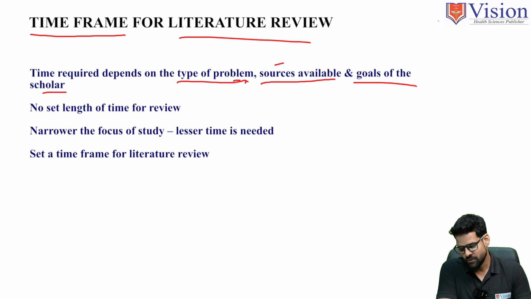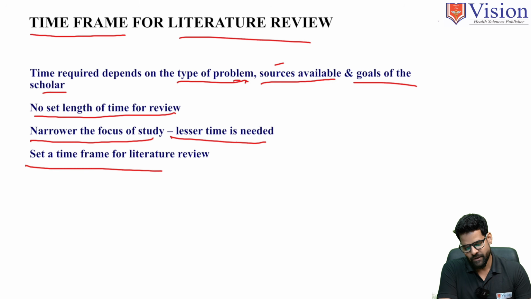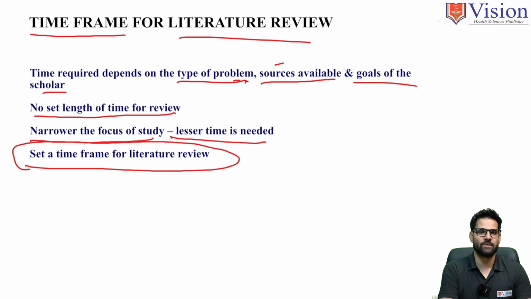Then the goals of the scholars, what exactly you want to do. If you are doing systematic review type research, you need to spend more time on the literature review, whereas if you are doing qualitative research to study one particular phenomenon, less time is required. So there is no set length of time for the review of literature, but the narrower the focus, the less time is needed. But it is important and advisable to set your own time frame, especially when you are conducting quantitative research.